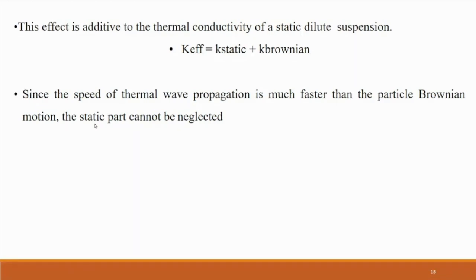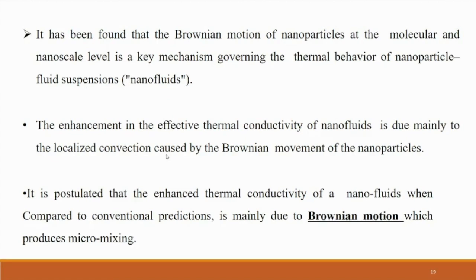This effect is additive to the thermal conductivity of a static dilute suspension. That is, k effective is equal to k static plus k Brownian. Since the speed of thermal wave propagation is much faster than the particle Brownian motion, the static part cannot be neglected. It has been found that Brownian motion of nanoparticles at the molecular and nanoscale level is a key mechanism governing the thermal behavior of nanoparticle fluid suspension. So Brownian motion is associated with which property? Thermal conductivity.